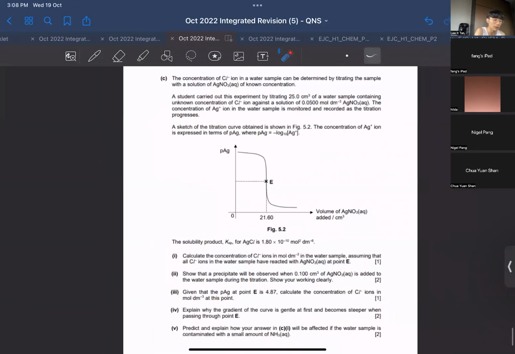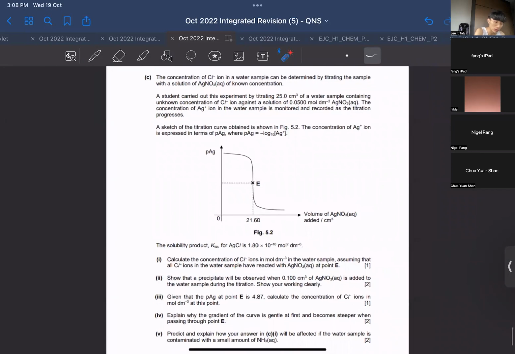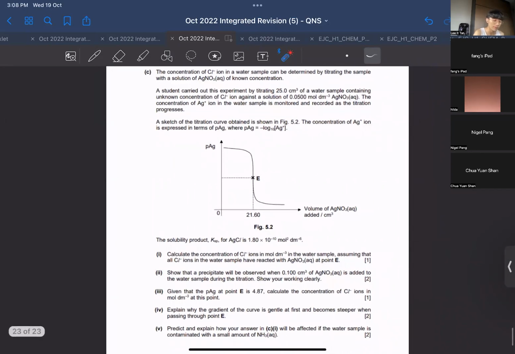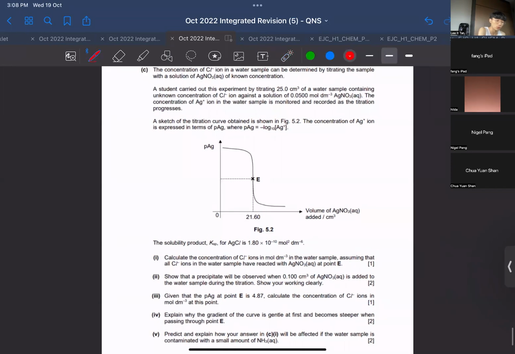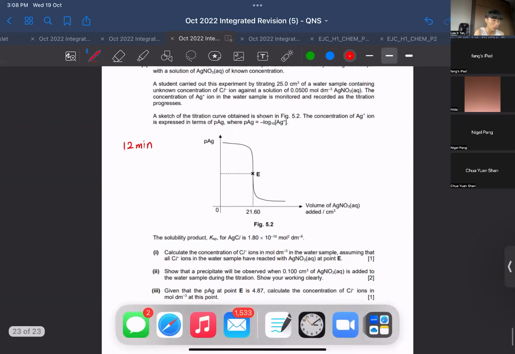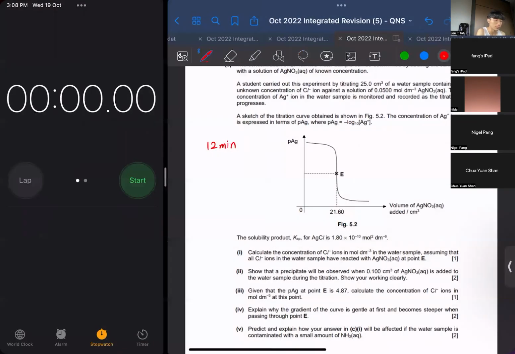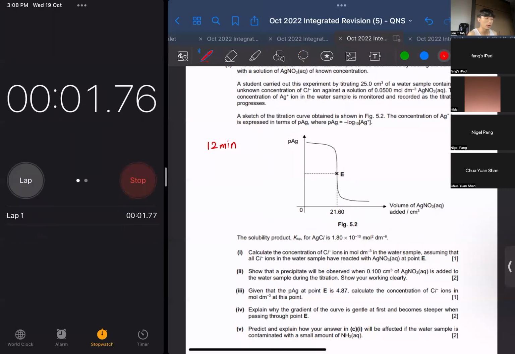I'll give you guys a bit more time because this part requires you to think a little bit more. So 8 marks over here, I'll give you 12 minutes. More than enough time to do this question properly, so pace yourselves, you will have enough time to complete this. 12 minutes, we shall start now. Final portion before we can take a break.